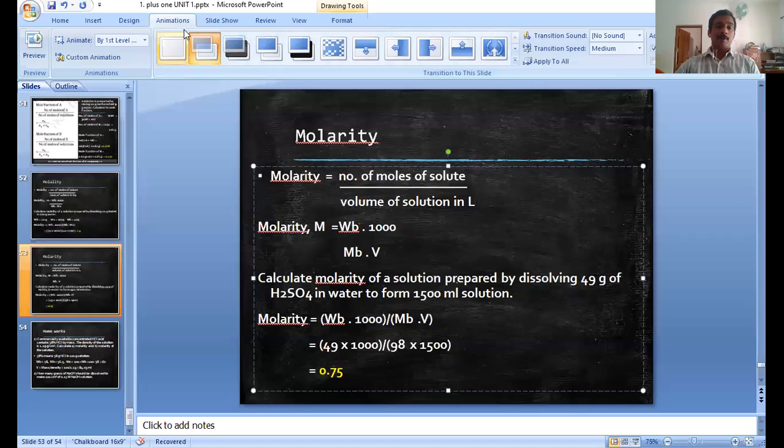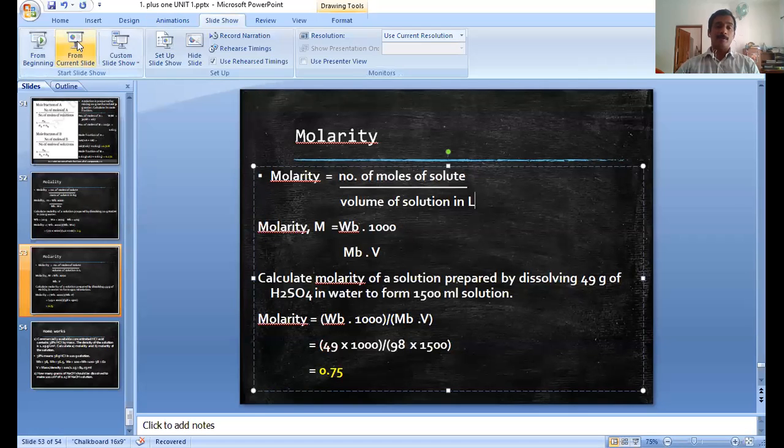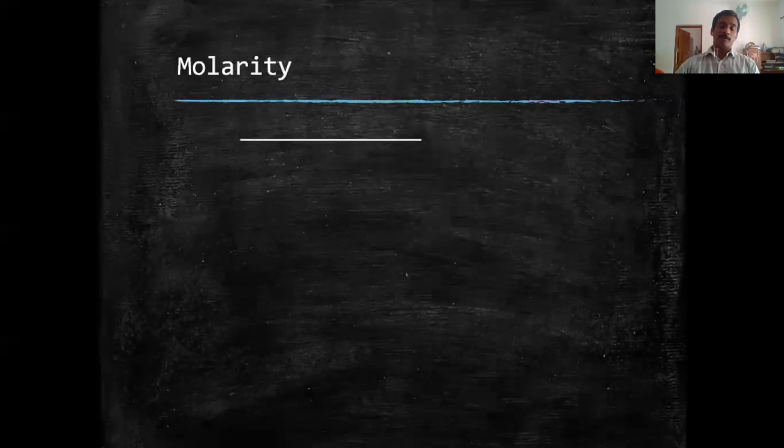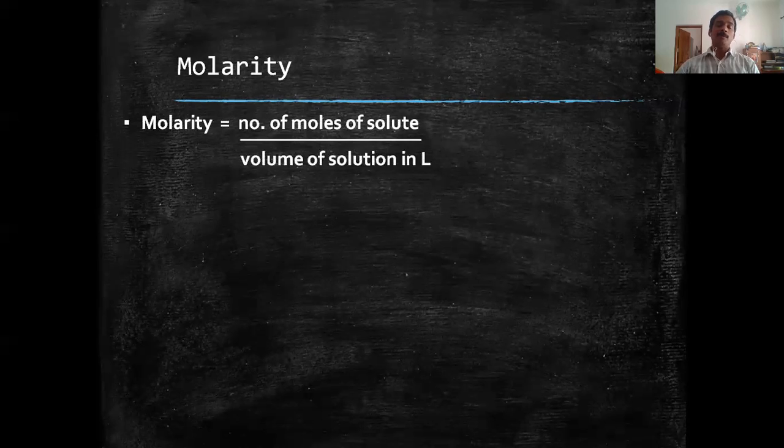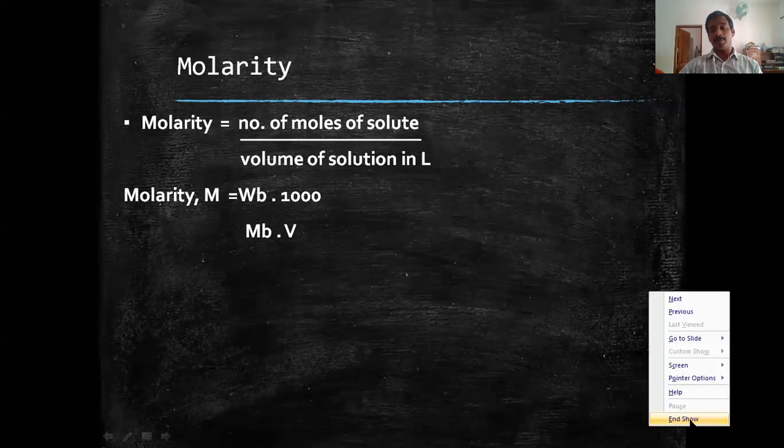The equation is: molarity, represented using capital M, is equal to the number of moles of solute, WB by MB, into 1000 divided by V. That is molarity. Did you understand the equation?